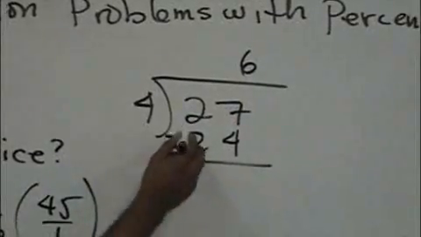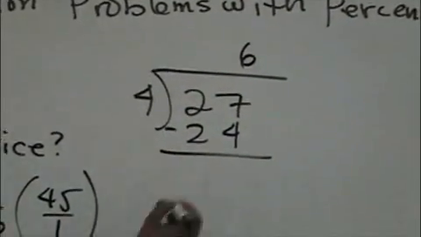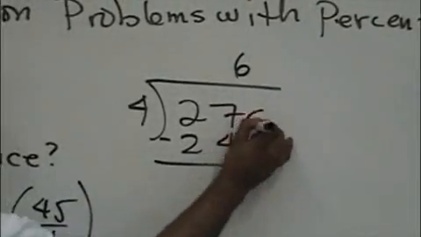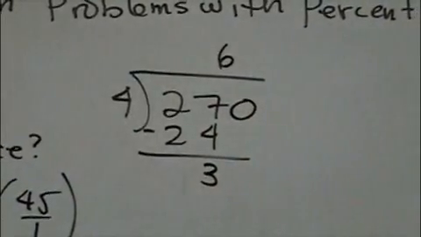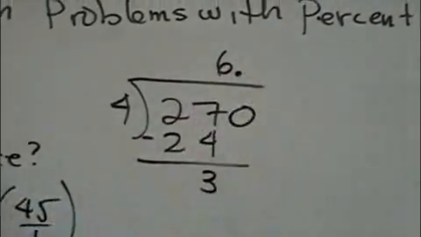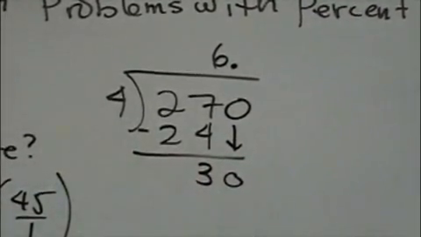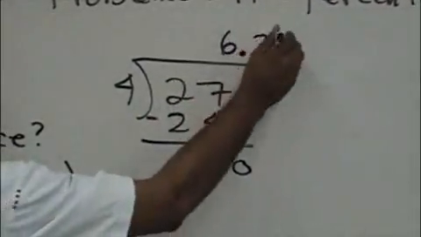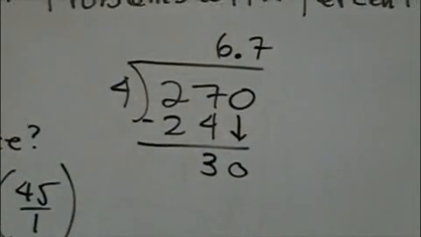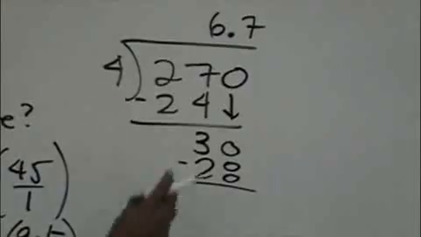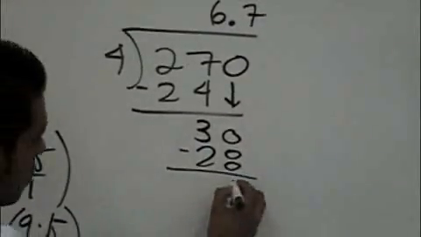So we do the subtraction, and this will give us a 3. We know that 3 cannot go into 4, so we need to add another 0. If we add a 0, that makes it a decimal next to the 6. Drop down the 0. How many times does 4 go into 30? That gives us 7 times. 7 times 4 is 28. So subtract. 30 take away 28 gives us a 2.